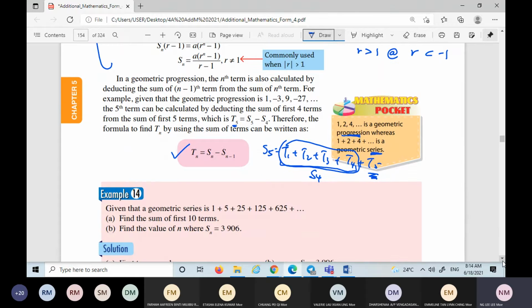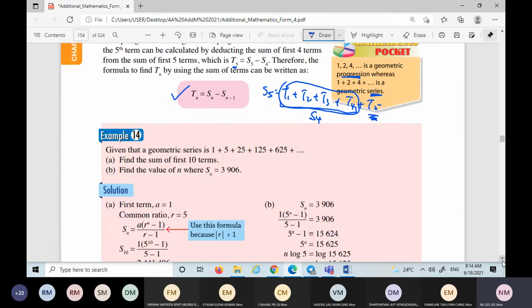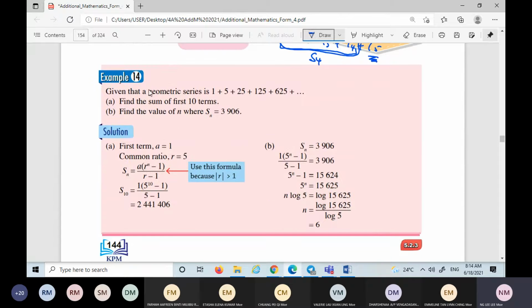Then we come to this example. Let us see this. Given a geometric series. Why do we call it series, not progression? Because here they write it as plus, but it's the same thing. This one means the first term, then this one is the second term, and then continue. Find the sum of the first 10 terms. Same thing, you will need the a, you will need the r. So the a is 1, the first term. The r, you take the second term divided by the first term. So 5 divided by 1, you get 5.